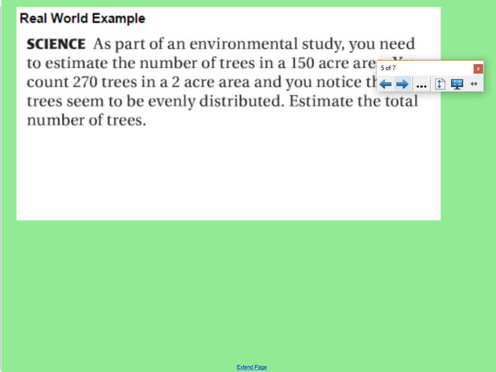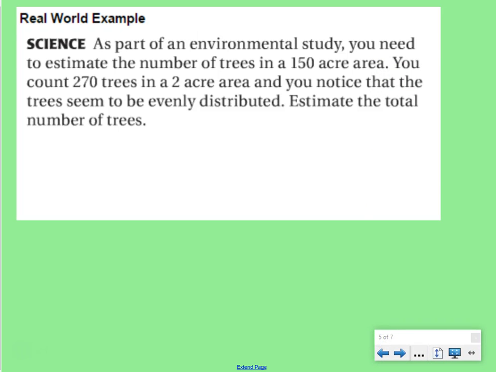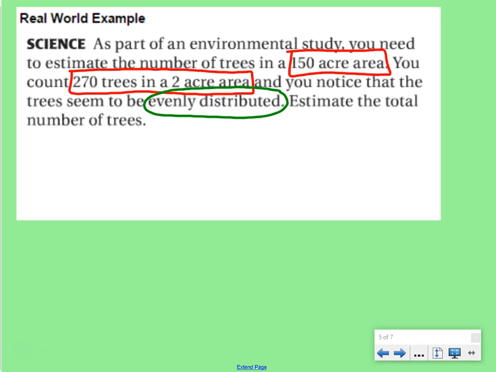Real-world example, science. As a part of an environmental study, you need to estimate the number of trees in a 150-acre area. That's an important number. Let's box that. You count 270 trees in a 2-acre area. You notice that the trees seem to be evenly distributed. That's an important feature. Estimate the total number of trees. Well, we know that we have 270 trees in a 2-acre area. So if we think about a ratio, we're comparing two things to each other. We're comparing feet to inches, yards to feet, gallons to miles. We have lots of things that we compare.